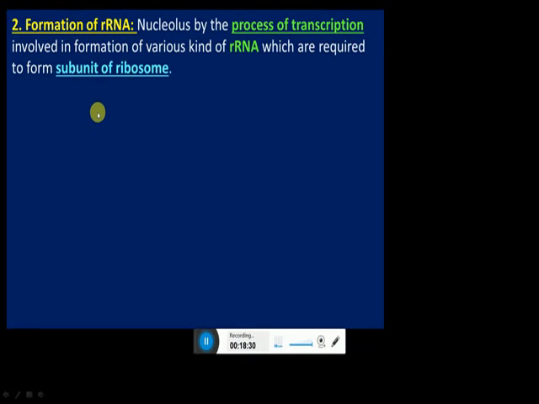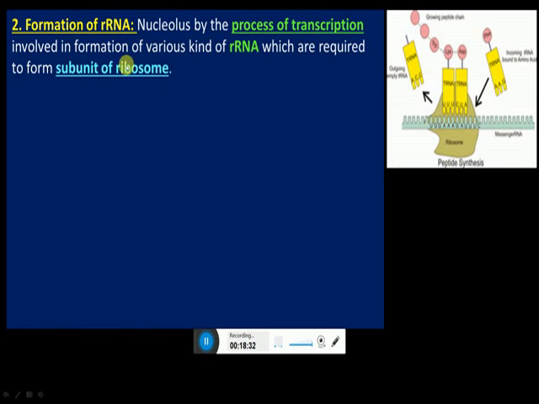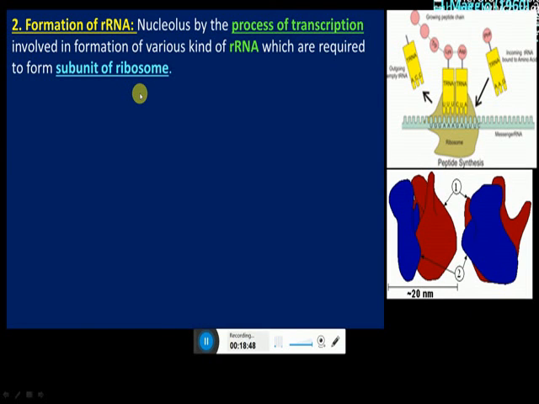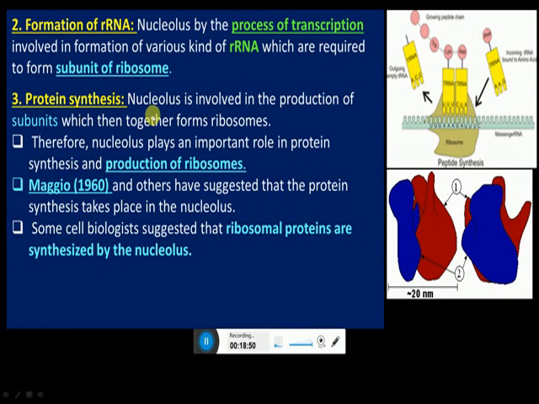Then the second function of the nucleolus is the formation of rRNA. Actually it is first, then ribosomes are produced, but as a short note is asked, we are taking that first one. So the nucleolus, by the process of transcription, forms various kinds of rRNA which are required for the subunits of the ribosome. Then third is protein synthesis.